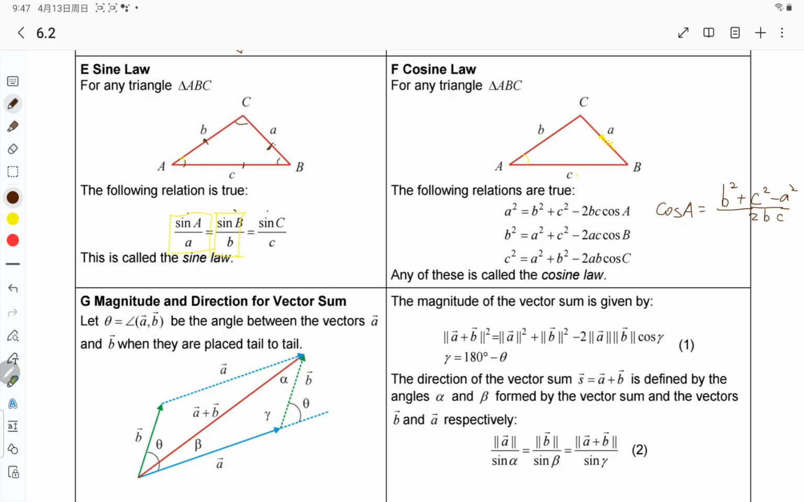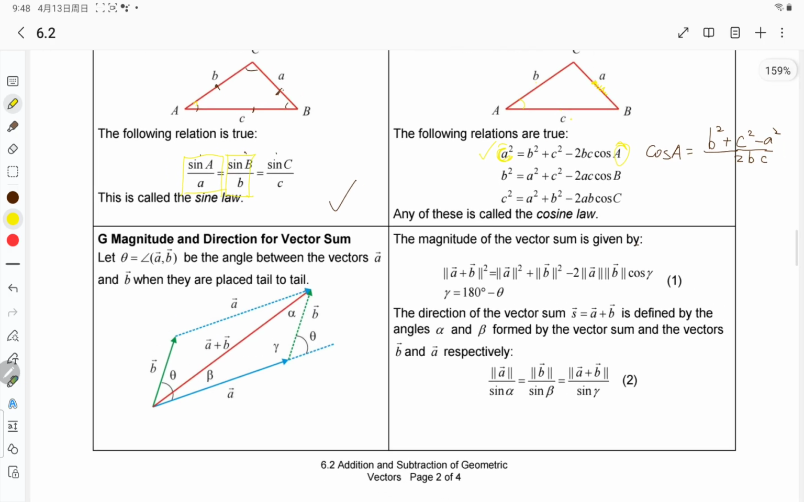Okay, so we'll skip the proof for now. I think this sine law is more commonly used. Just remember that this angle corresponds to the angle that's opposite to the side a, right? As long as we can remember one of these formulas, we will also be able to apply the others.